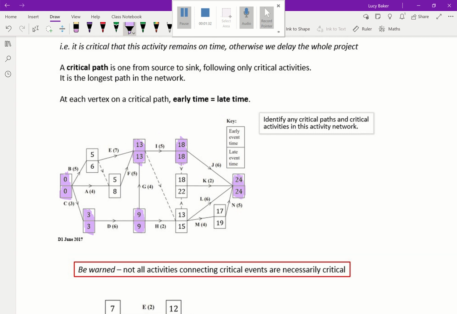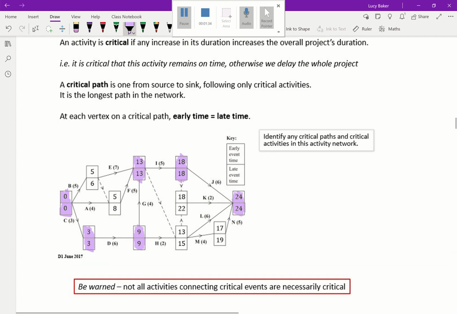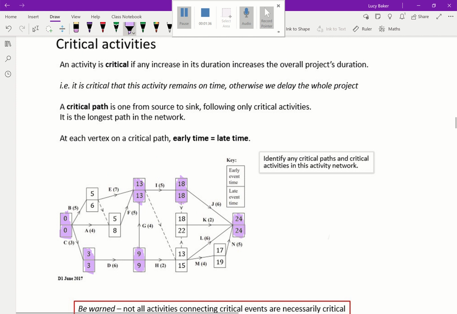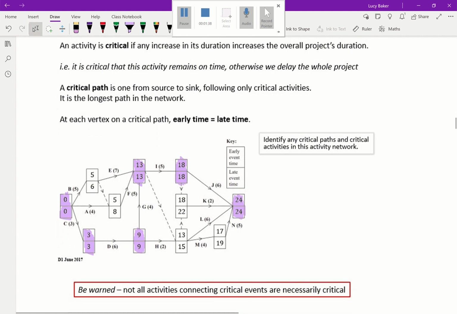So once we've identified the critical activities, again, just to repeat that, the critical activities are ones for which any increase in its duration would increase the overall project's duration. So there's no time between early and late times. They'd have to start exactly then, and we'd have to move on to the next activity exactly as it ends.